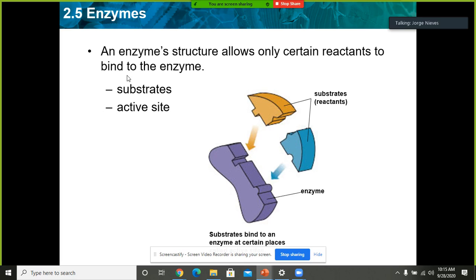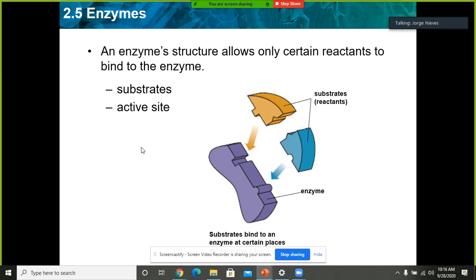So the substrate is where the enzyme is going to act. The substrate binds to an enzyme at a certain place. El sustrato, mi gente, que en otras palabras es el reactivo, es lo que va a interactuar con la enzima. The enzyme has a structure that allows only certain reactants to bind to it. Cada enzima tiene su sustrato, ¿verdad? Cada enzima tiene su sustrato que va a interactuar con ella, ¿ok?